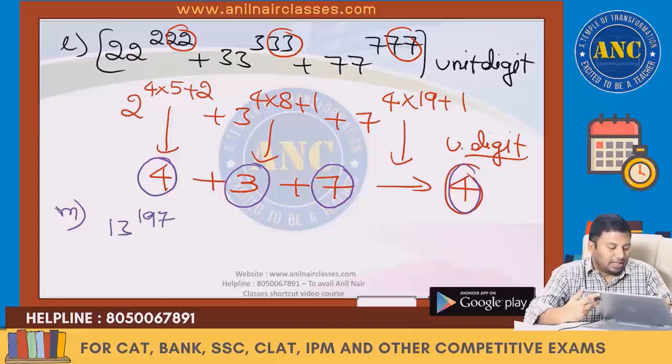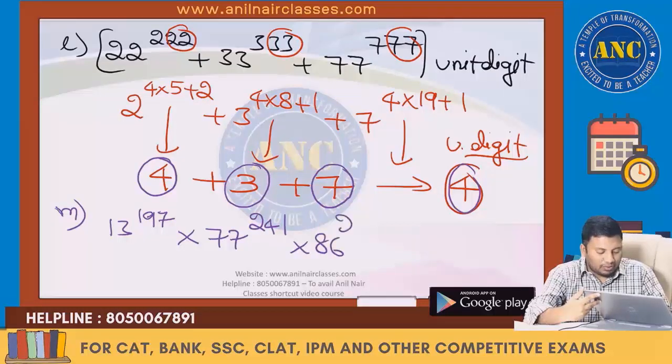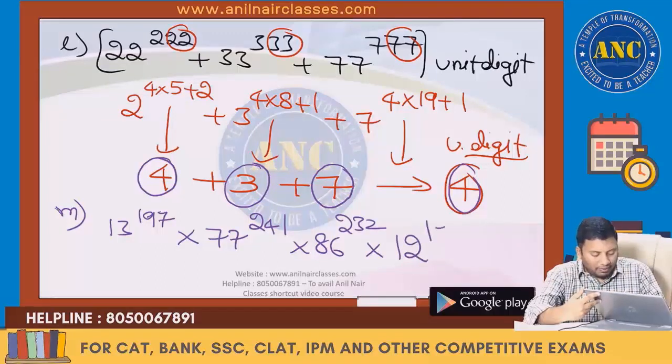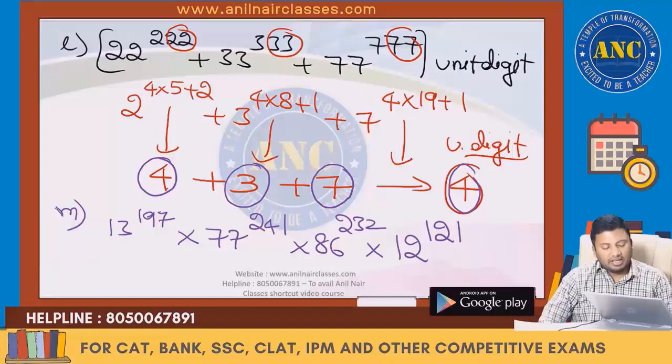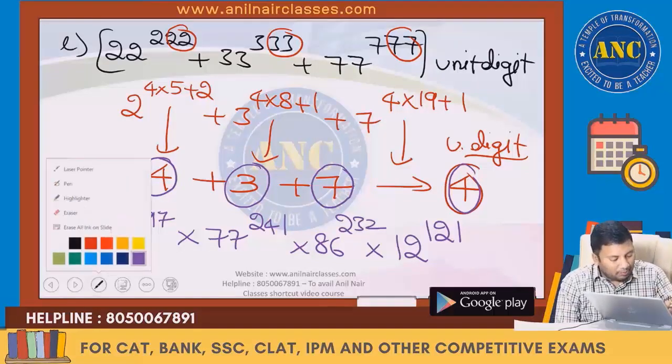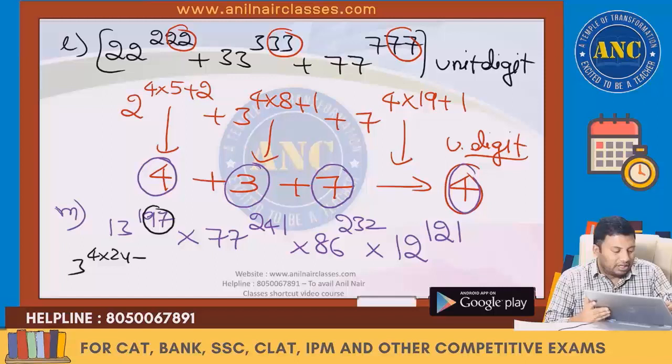13 power 197 into 77 power 241 into 86 power 232 into 12 power 121. What is the answer for this question? 13 power 197 is 3 power 97, 3 power 4 into 24 plus 1, which is 3.